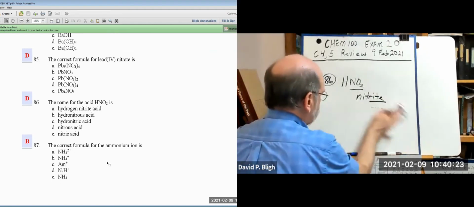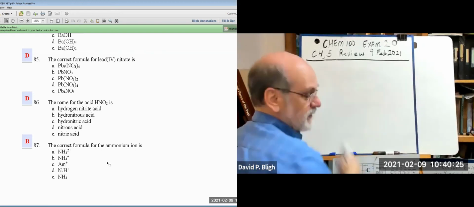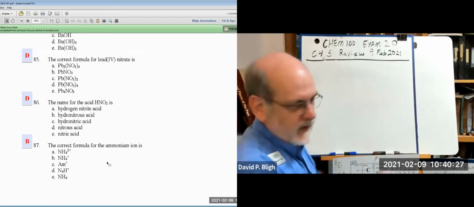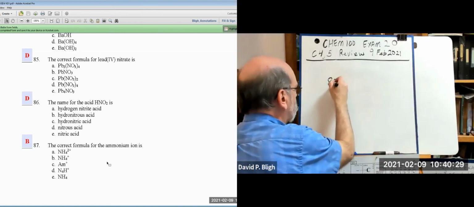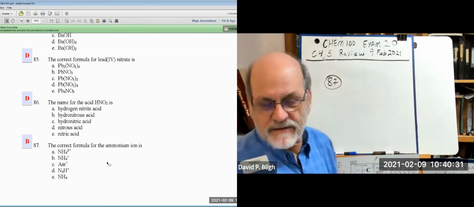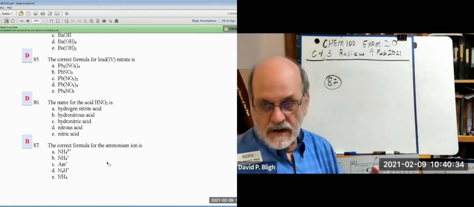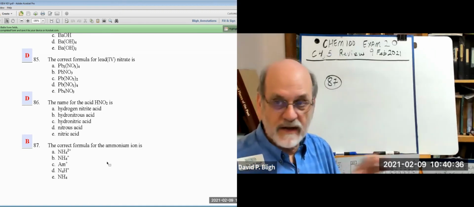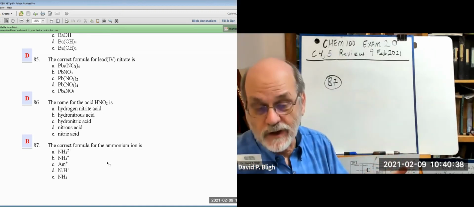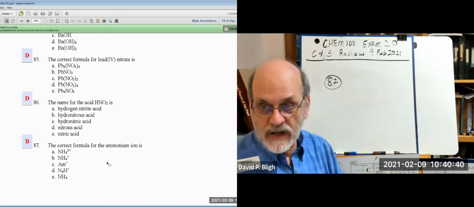All right. This next one should be simple. 87. Since you're going to have the chart with you, with all the polyatomic ions in there, you really just have to look this one up. The formula for the ammonium ion.